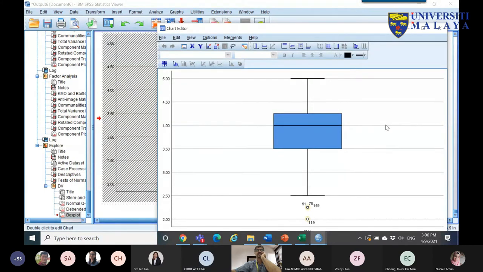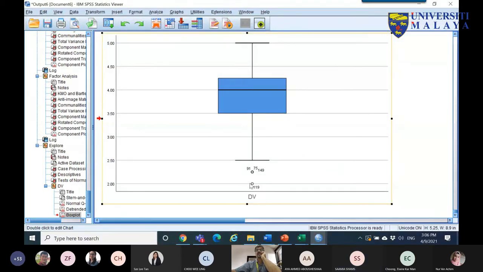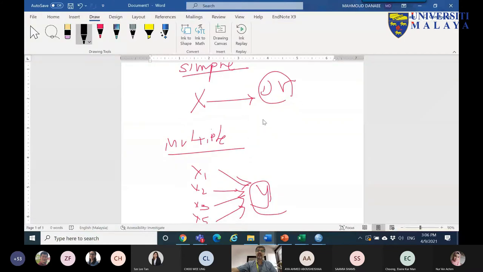What shall I do? Maybe go back to the data and remove. Are these outliers critical? Not really. So remember, yesterday I mentioned that if the outliers are shown by an asterisk, it's a critical outlier, star. If shown by a circle, it can be ignored. But if you have adequate sample size, just drop it.